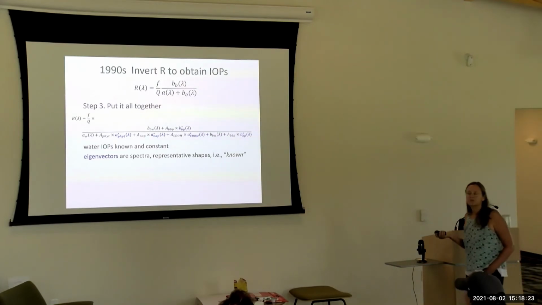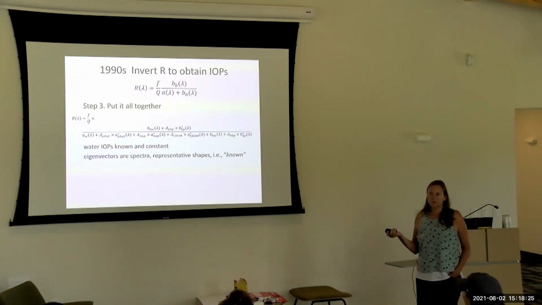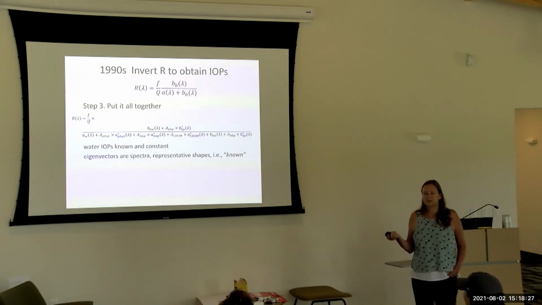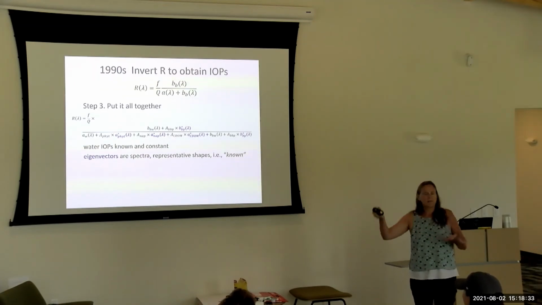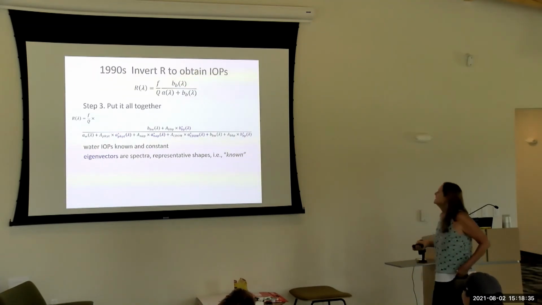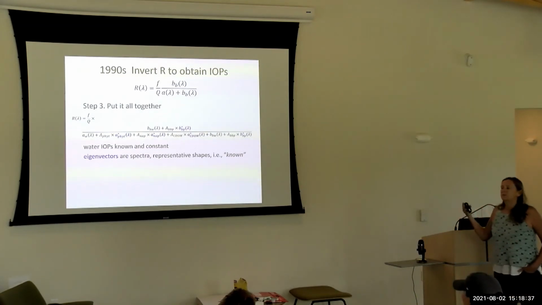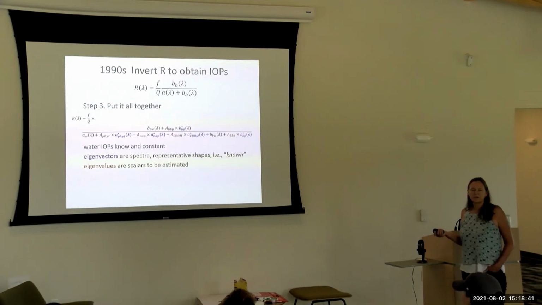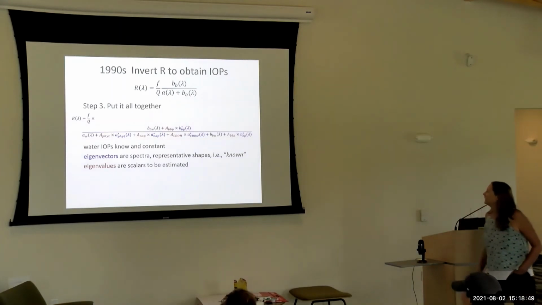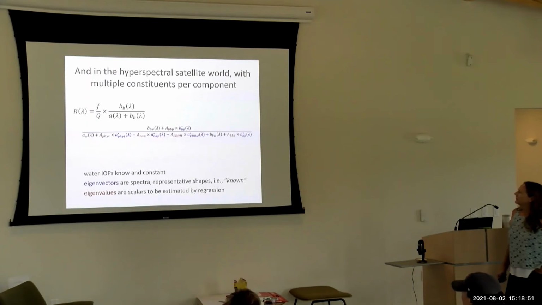We have an analytic function for CDOM absorption, which looks like what? What's the shape? Exponential. You can just have an exponential function that then you allow the magnitude to vary. So these are known because we're putting these into the model. And then we have the eigenvalues, which are scalars, which tell us how much of each one of those eigenvectors we're going to use. Okay? And that's what you are estimating.